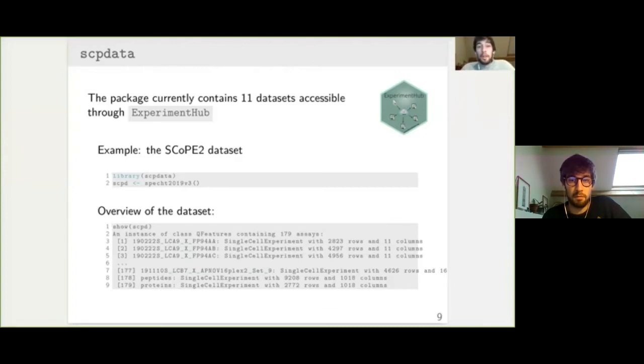When we look at the overview of this SCoPE2 dataset, we can see that it indeed is a QFeatures object, and it contains multiple assays. The first 177 assays are PSM data in the different batches, and the last and the before-last assays are the peptide and the protein data. See here that each assay is indeed also a SingleCellExperiment assay.